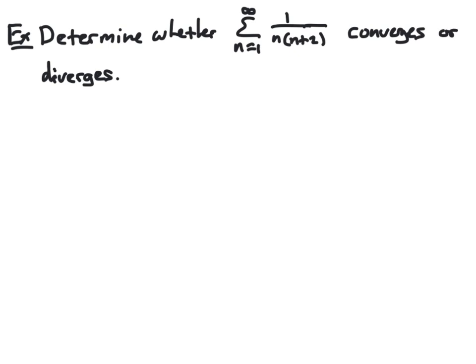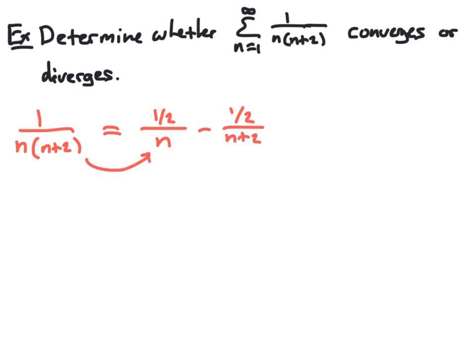However, since the term of our series is a rational function, 1 over n times n plus 2, we're able to use partial fractions to rewrite this as a sum of two simpler fractions. In this case, if we carry out that process, we'll obtain the partial fraction decomposition 1/2 over n minus 1/2 over n plus 2. And we obtain this new expression, which is equal to the term of our original series.